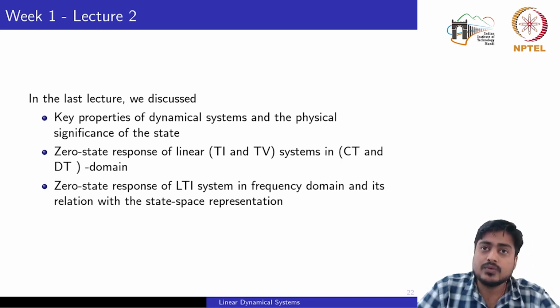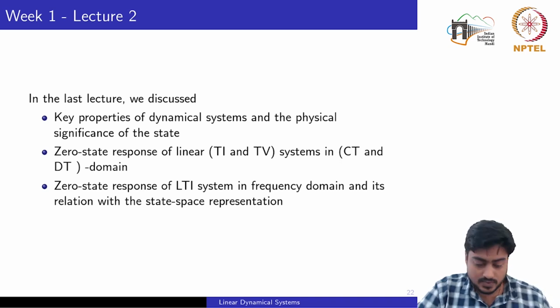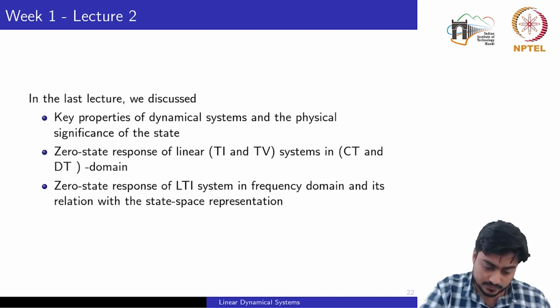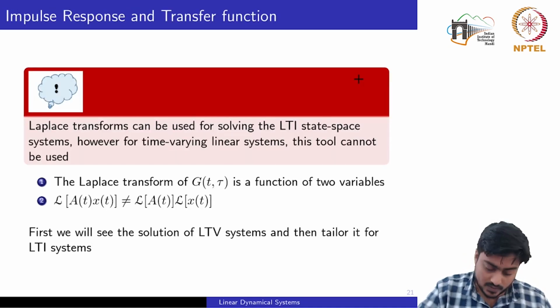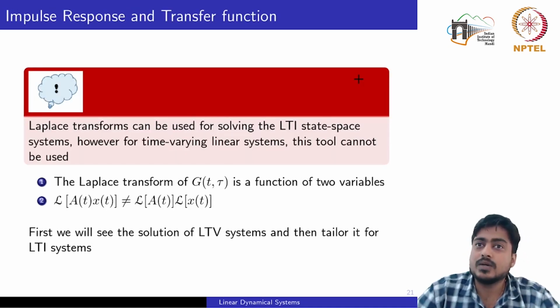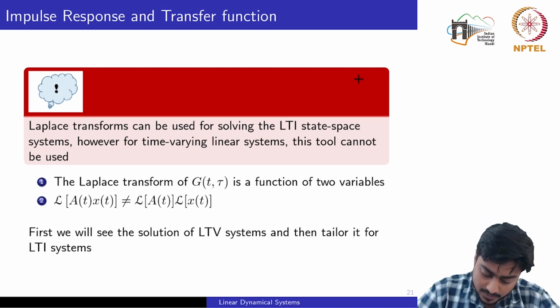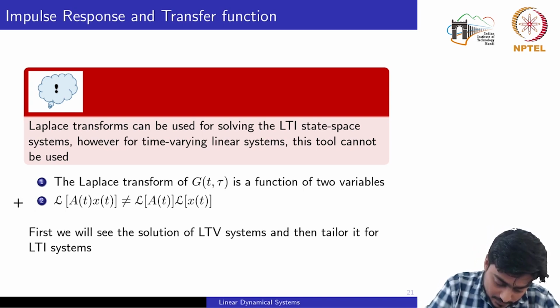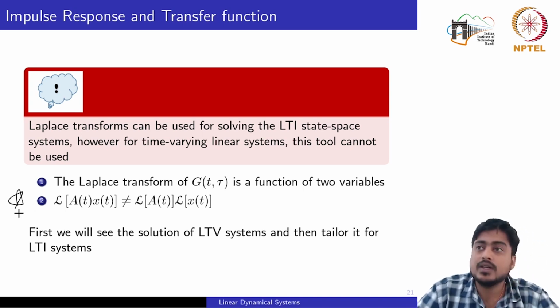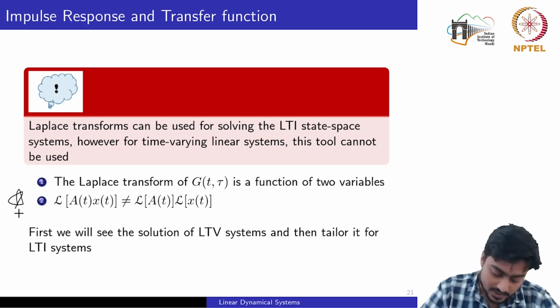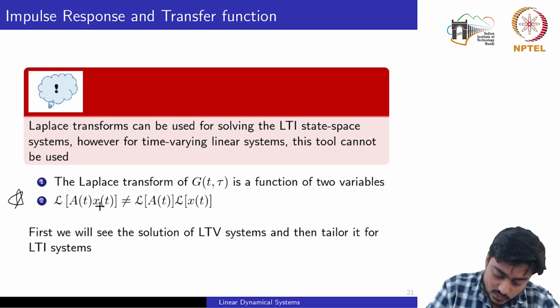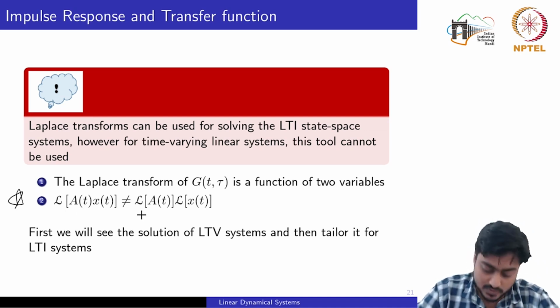The major issue where we stopped in the last lecture is the solution of the time varying system. There were two issues in computing the solution of the time varying system. The Laplace transform of the function g(t, tau) would now be a function of two variables, and also the major issue is the second point, where the Laplace transform of the multiplication of the time varying matrix A(t) into the vector x(t) is not equal to their individual Laplace transforms.